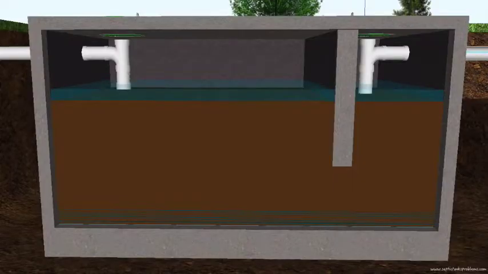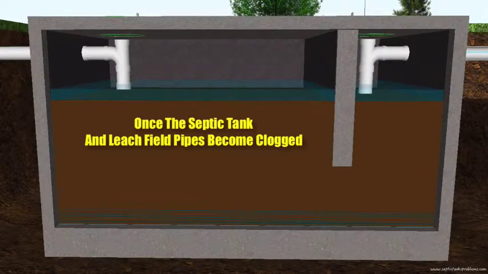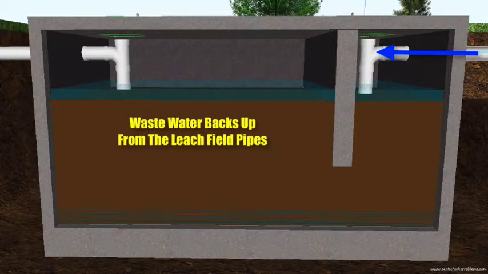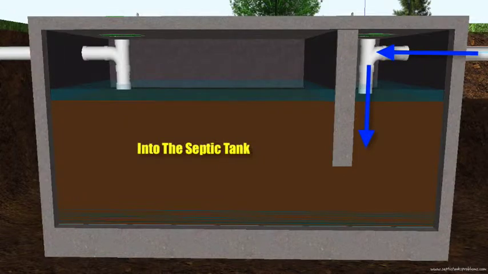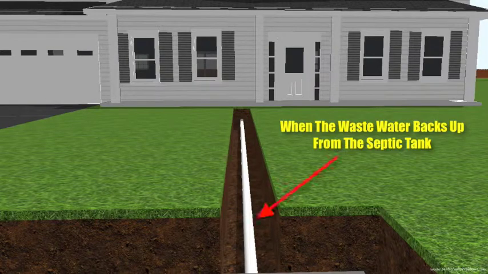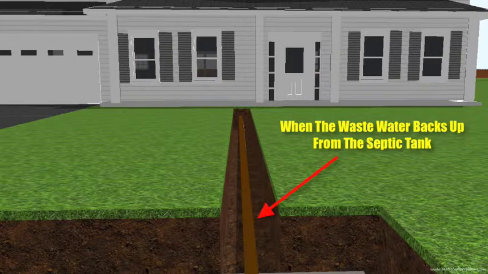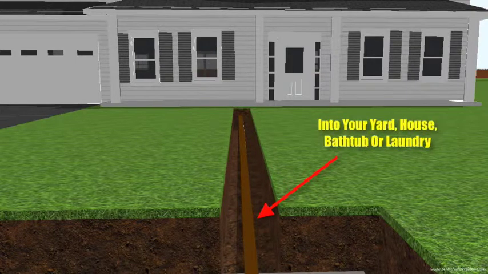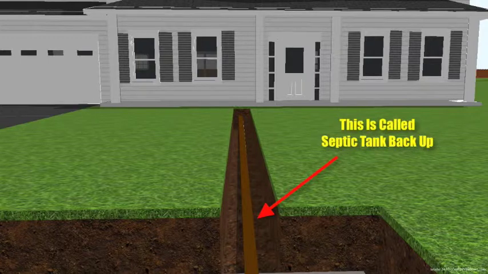So, what is septic system failure? Well, once the drain field pipes become clogged with sludge, the wastewater from the drain field makes its way back down the pipes into the septic tank. And from the septic tank, the wastewater backs up towards your house. And once it does this, the wastewater then backs up into the kitchen, into the yard, into the bathtub or laundry. And this is called septic system failure.